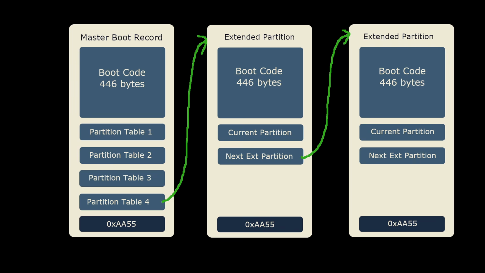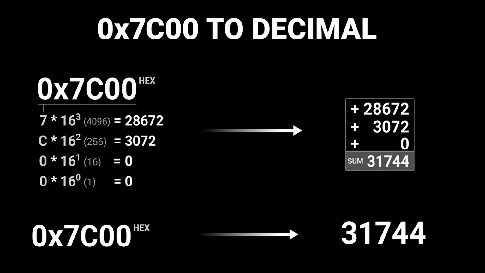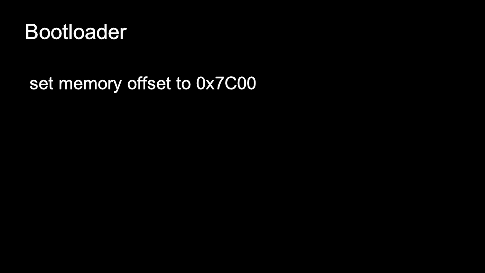So my first challenge was to fit a bootloader into half a kilobyte. The bootloader is always loaded into the same linear memory address, 7C00. This is just a hexadecimal number that can be converted to decimal using this formula, where C in hex is just 12. When we write the bootloader, we need to take that into account to correctly use memory. The bootloader will be written in assembly language, because it's easy to set the memory offset to 7C00. This is important to correctly access variables in the code.